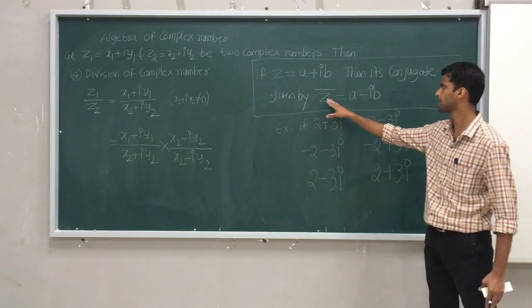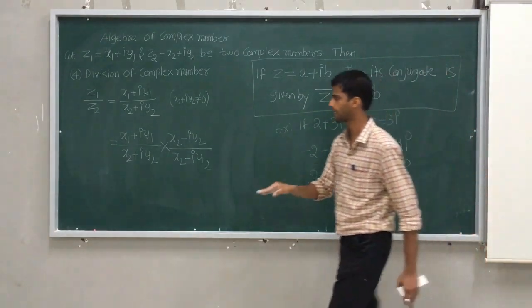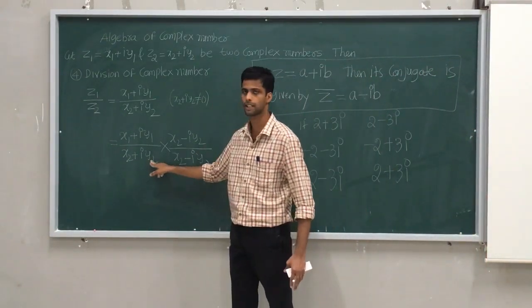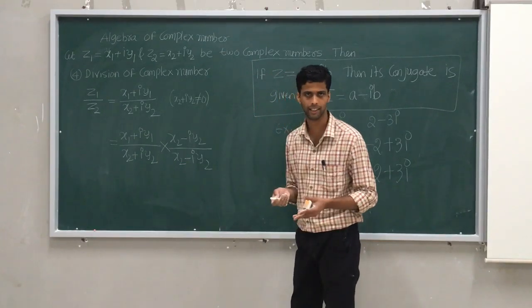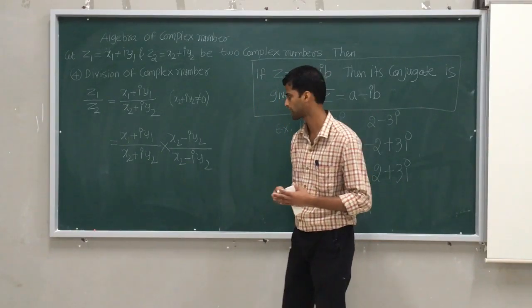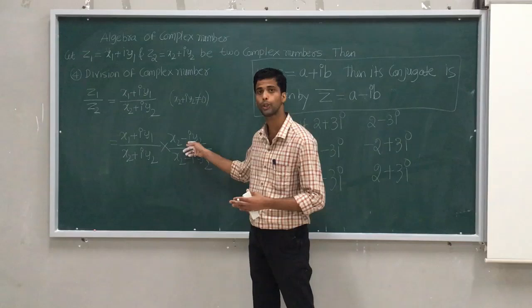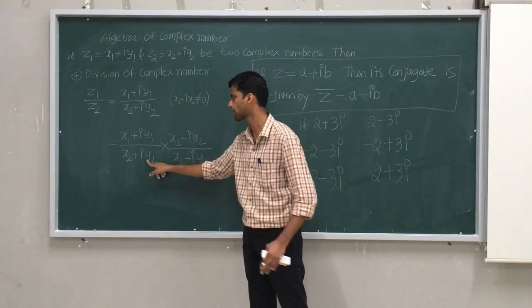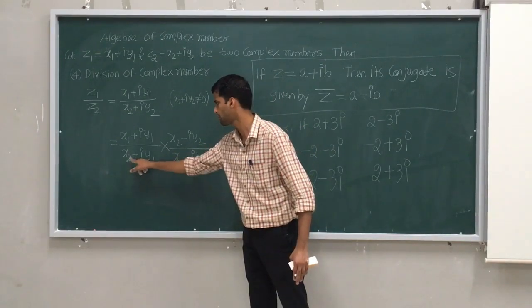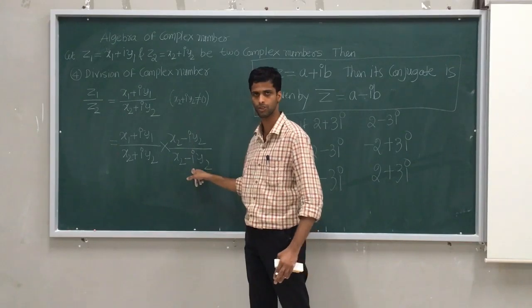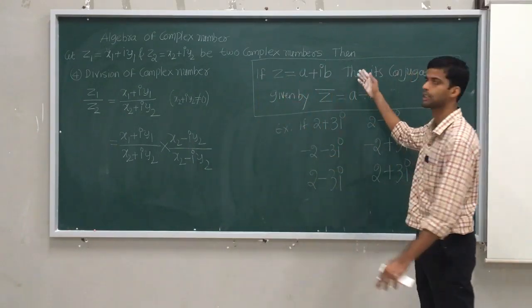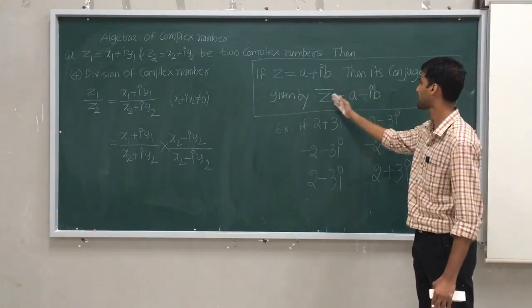Usually the conjugate notation is z bar. So with this I can say, if x2 plus iy2 is in a denominator, we rationalize it. It is a rationalizing technique. Yeah, you know it from your lower class. I also rationalize by its conjugate. So if x2 plus iy2 is a complex number, its conjugate is x2 minus iy2. Understood? So just take this. If z is a complex number, its conjugate is z bar, it is a minus ib.